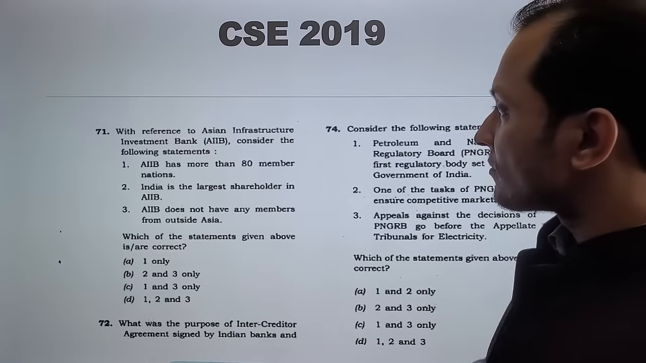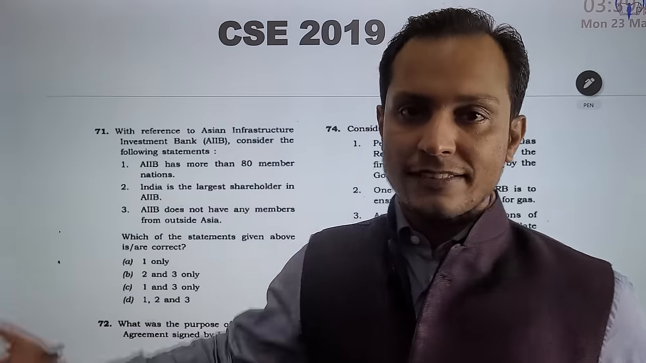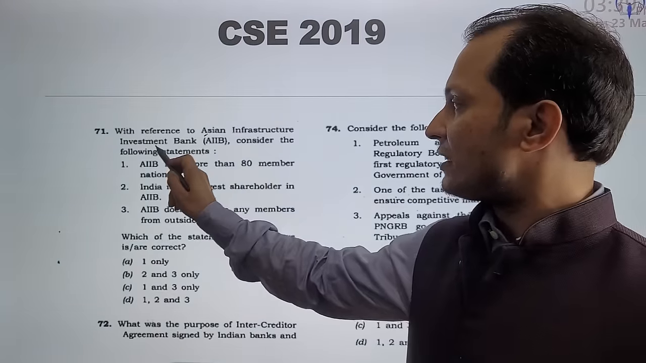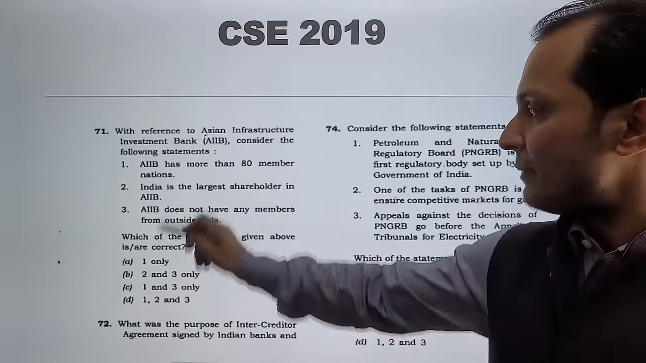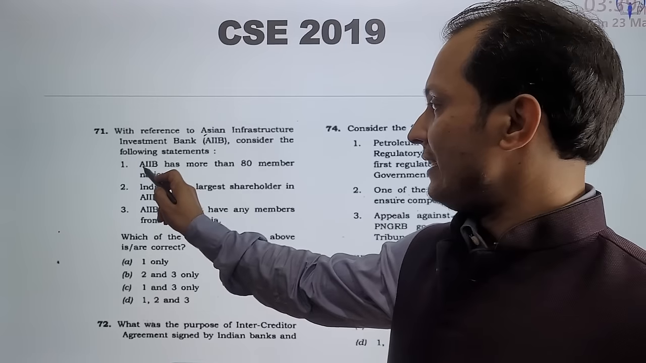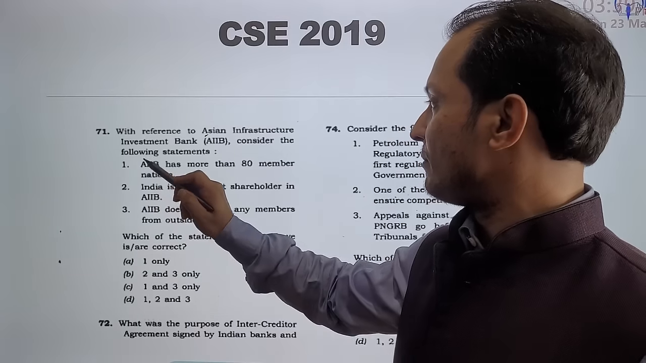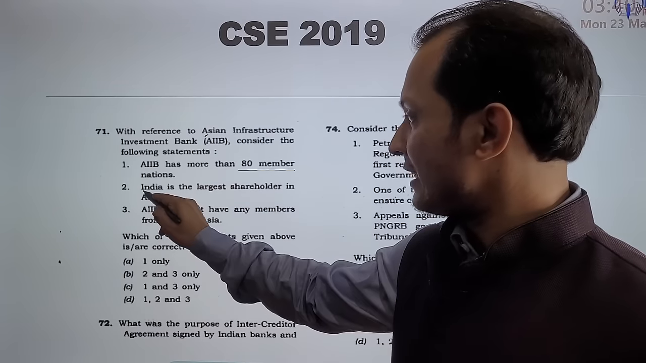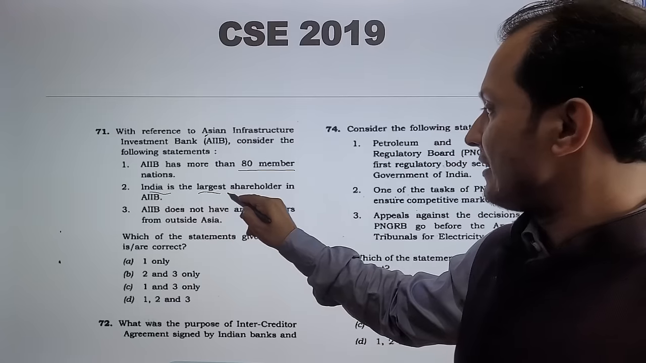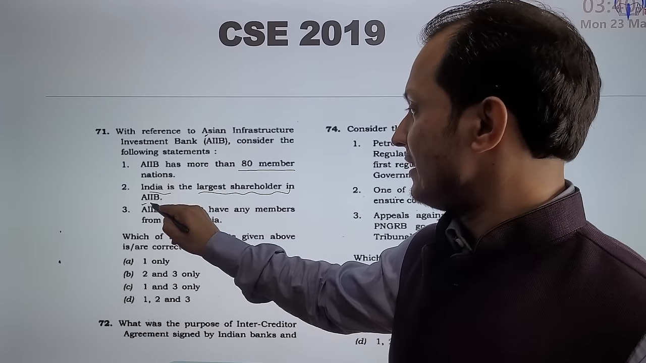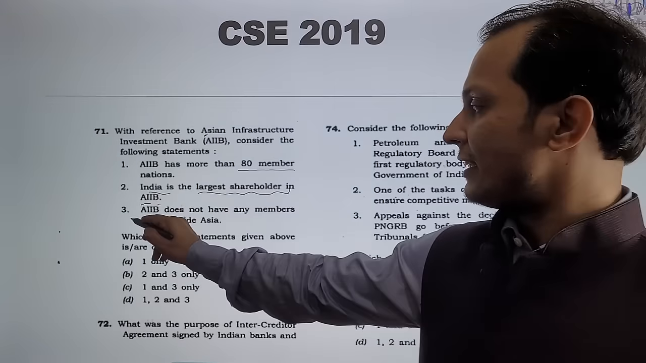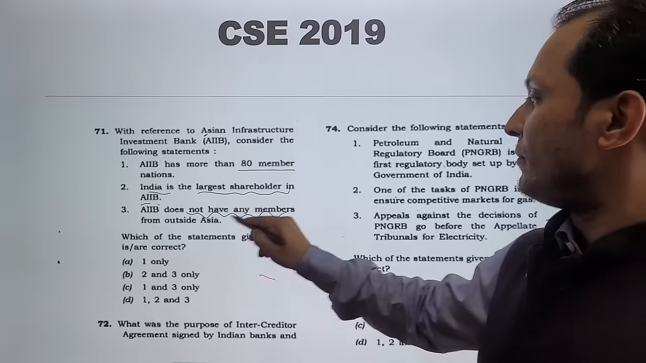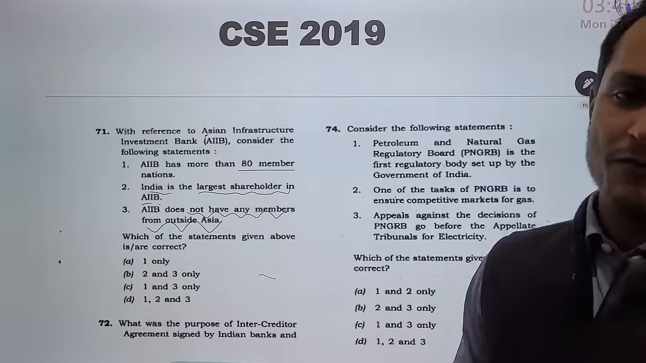Okay, so let us see. Let us read this question. This question is on the Asian Infrastructure Investment Bank. The statement reads as below. The Asian Infrastructure Investment Bank has more than 80 members. The next statement says that India is the largest shareholder of the Asian Infrastructure Investment Bank. And the third statement says that AIIB does not have any member from outside India.